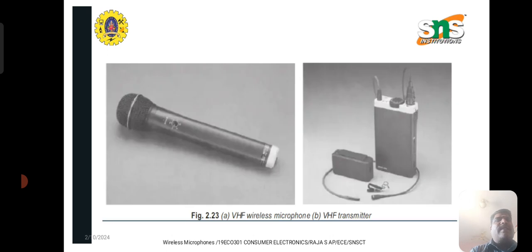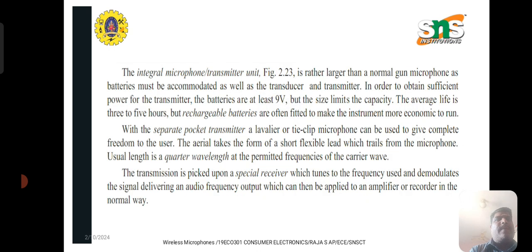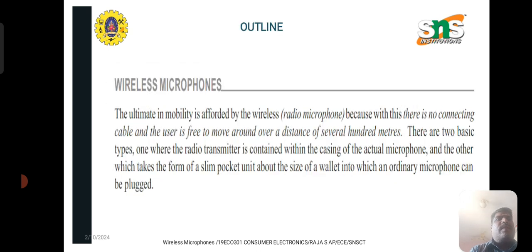The left hand side is the hands-free wireless microphone and the right hand side is the packet based or wallet based microphone. On the right hand side, the lower portion has a small microphone which is inserted into a packet transmitter, and whether it works on a wired or wireless basis, we need to plug in a charger, so that is also placed here. So this shows the definition of a wireless microphone.